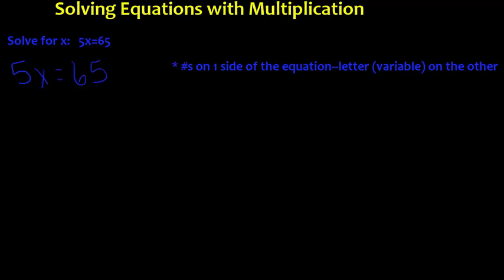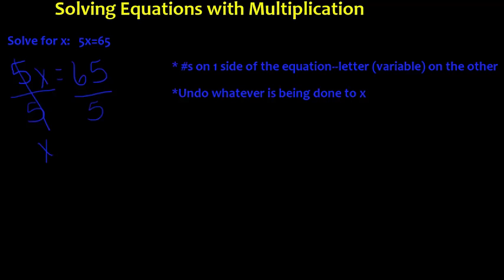To do that, we need to undo what's being done to x. In this case, x is being multiplied by 5, so the opposite of multiplication is division, so we will divide by 5. Whatever we do to one side, we have to do to the other. So 5 divided by 5 is 1, that cancels it out. 65 divided by 5, you can use your calculators to find that, but for right now we know that it is 13.